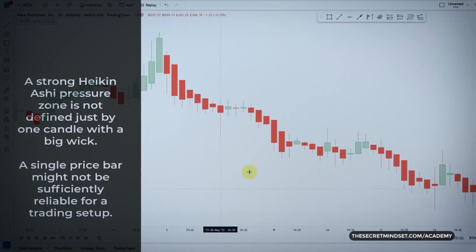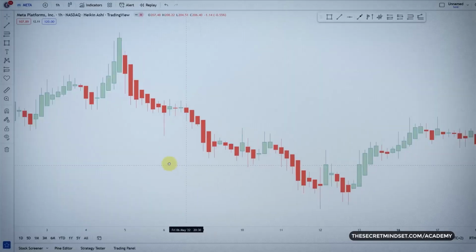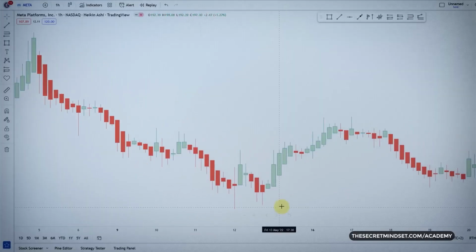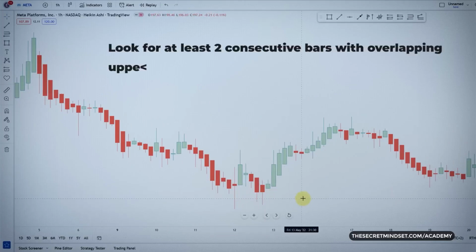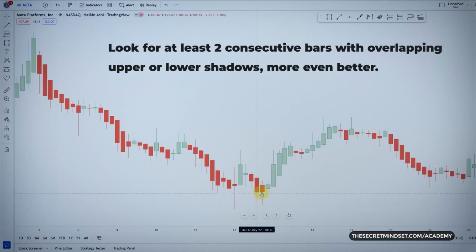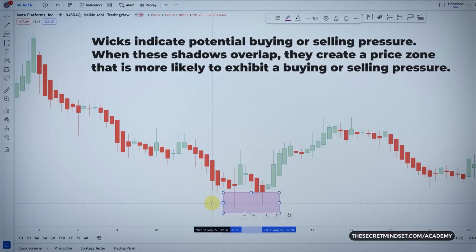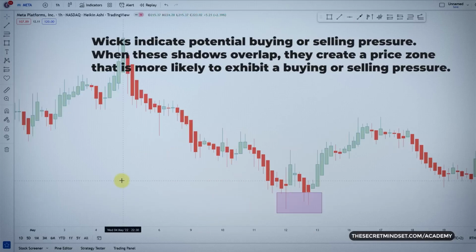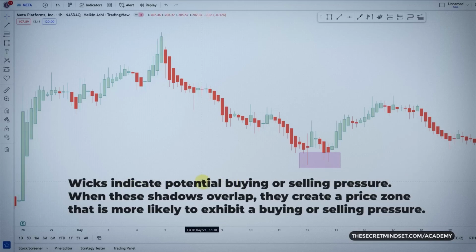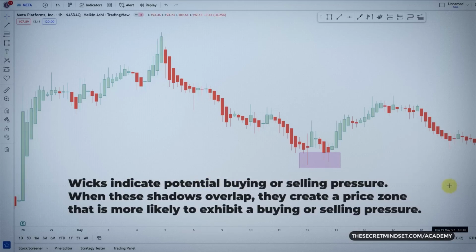Now, a strong Heiken Ashi pressure zone is not defined just by one candle with a big wick. A single price bar might not be sufficiently reliable for a trading setup. To filter false signals, you must identify a group of candlesticks. Therefore, instead of a single Heiken Ashi candle, look for at least 2 consecutive bars with overlapping upper or lower shadows. More is even better. Remember, wicks indicate potential buying or selling pressure. When these shadows overlap, they create a price zone that is more likely to exhibit the buying or selling pressure you anticipate.